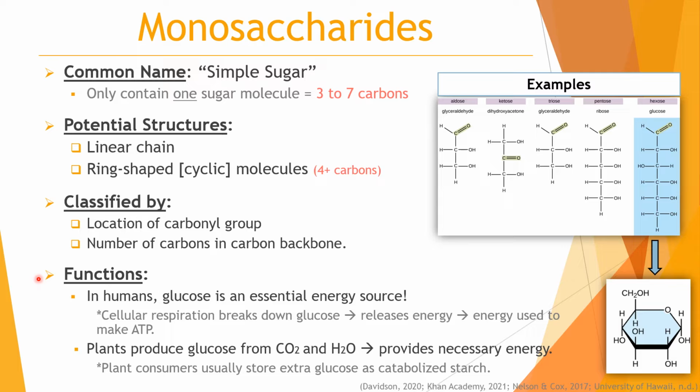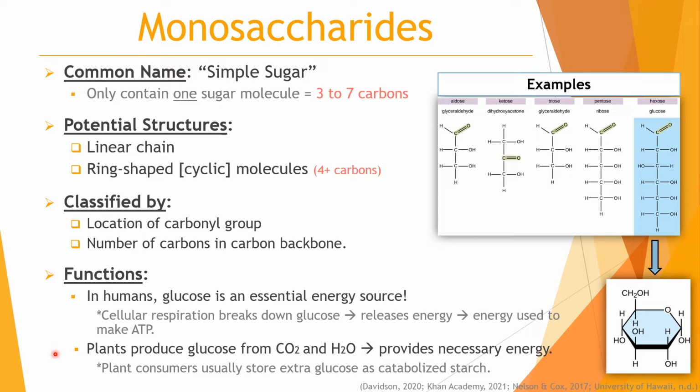Major functions for your monosaccharides, you can break that down between humans and animals versus plants. So monosaccharides in humans particularly are an essential energy source. It's actually the preferred energy source of the body. And what happens is when a human consumes sugars like glucose, cellular respiration actually breaks down the glucose, which releases energy, and then the energy is then used by other processes to make ATP, or energy for the cell.